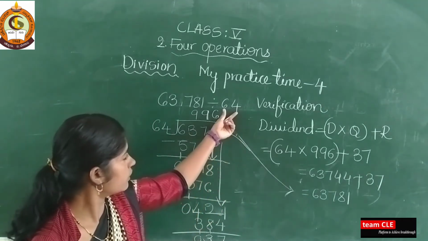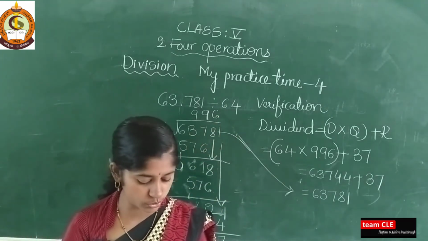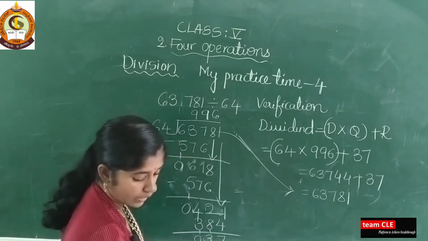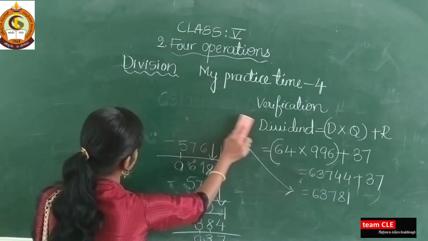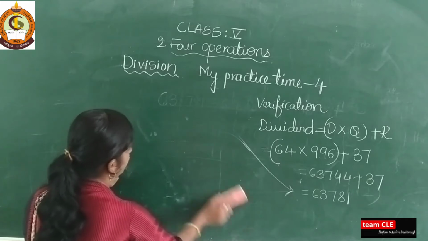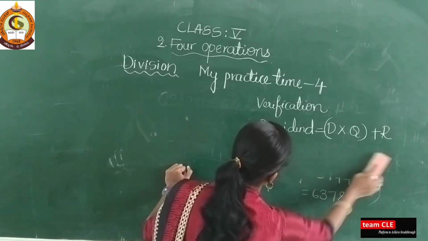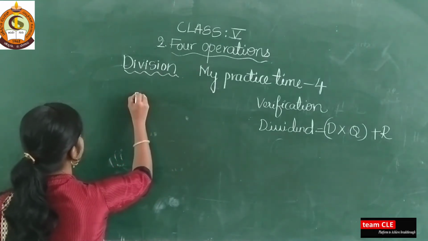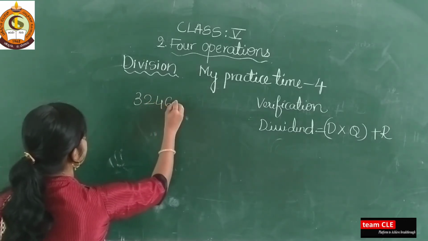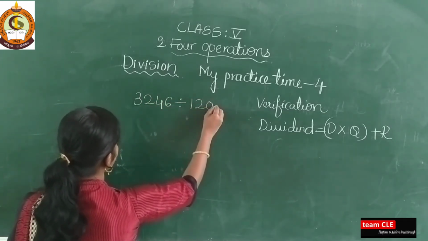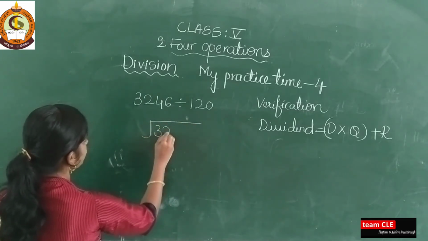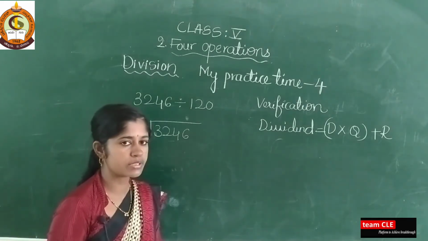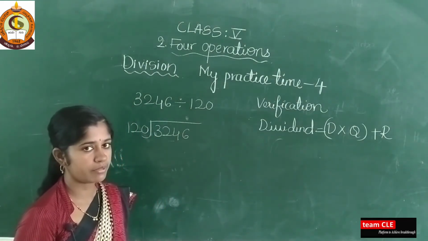So this is when we have a two-digit divisor. So let us take one more example, and here we have a 3-digit divisor. Okay. So for this you need more and more practice. So here, 3,246 divided by 120. So take here 3,246 and here 120. If you know 12 ones table, then you know the 120 ones table also.